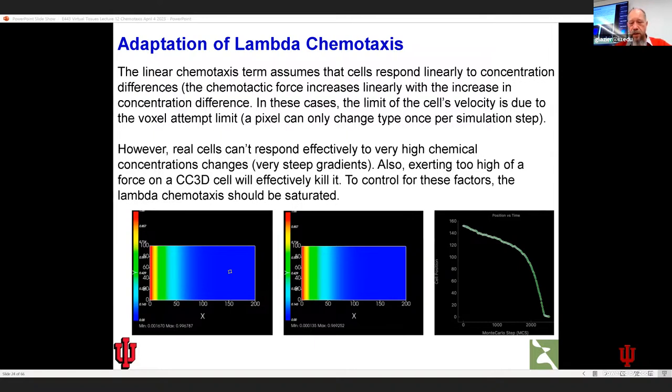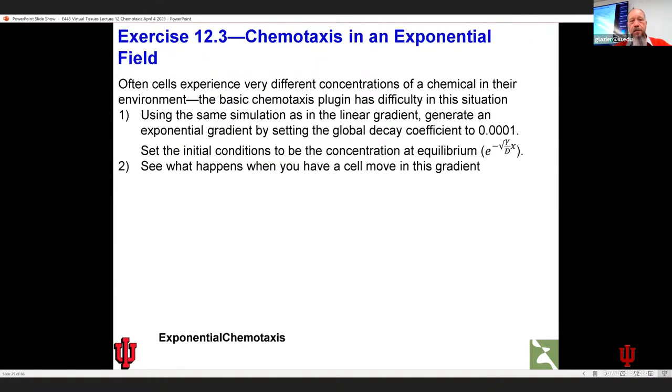But CompuCell now actually has a way of doing this in the XML. So let's do this exercise, and after we do this exercise, we'll take a short break. I'd like you to take that linear gradient simulation, and if you remember, we had no decay coefficient. I'd like you to set the decay coefficient to 0.00001, that is 1/10,000.